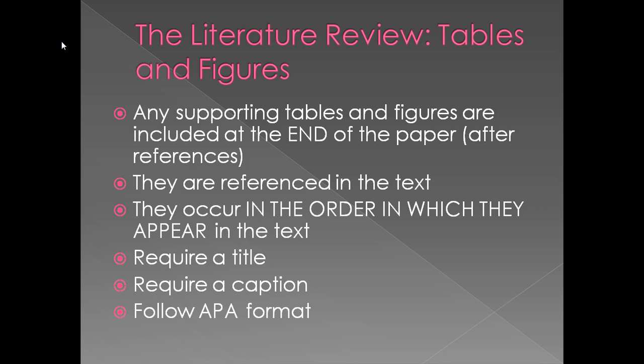The Lit Review, if you want to have tables and figures, they are included at the end of the paper after the references, and they must be referenced in the text. You shouldn't put your table and figure in the spot where it goes in the paper. What you need to do is say, as demonstrated or as illustrated in figure 1. And then the reader will scroll all the way down to the end of the paper after the references section and locate figure 1. So they must be referenced in the text and occur in the order in which they appear. Okay? You should always do figure 1, 2, 3, 4, and label accordingly, of course.